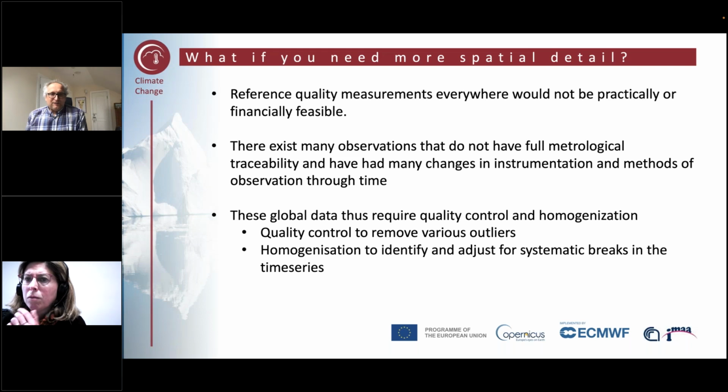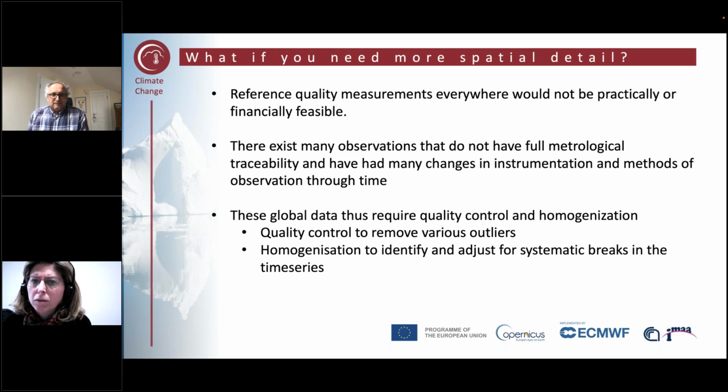There do exist many observations that do not have that full metrological traceability. And they've often been maintained very well, but undoubtedly they have had many changes in instrumentation and methods of observation through time. This is particularly prevalent, of course, for radiosondes. And the reason for that is that radiosondes are typically use and forget instruments. We do not typically recover them, because the cost of recovery would far outweigh the cost of utilization. And as they are single use instruments, there is a greater propensity to change instrumentation through time.